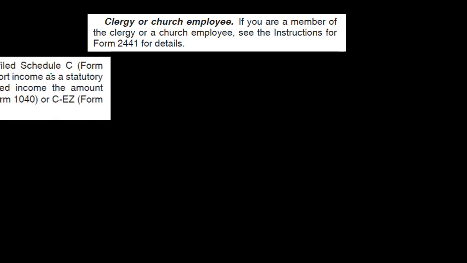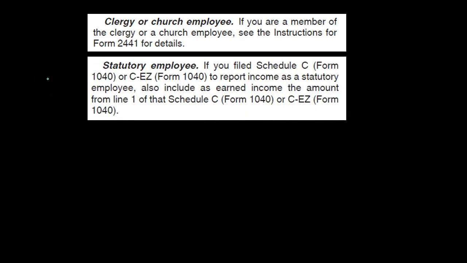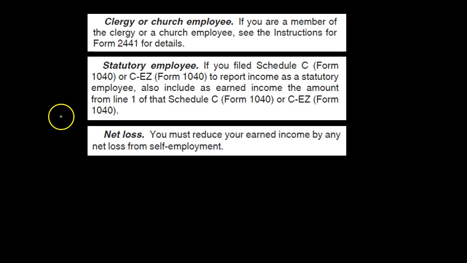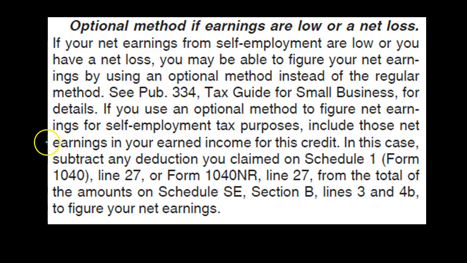Back to the text. Clergy and church employees. If you are a member of the clergy or a church employee, see instructions for Form 2441 for details. A statutory employee: if you file Schedule C, Form 1040, or C-EZ, Form 1040, to report income as a statutory employee, also include as earned income the amount from line 1 of that Schedule C. So those are pretty special conditions. We won't go into those. Net loss. You must reduce your earned income by any net loss from self-employment. So it is possible to have a net loss situation as well.